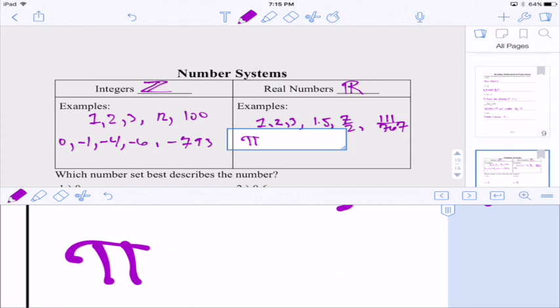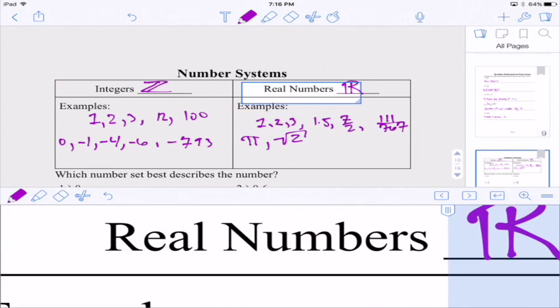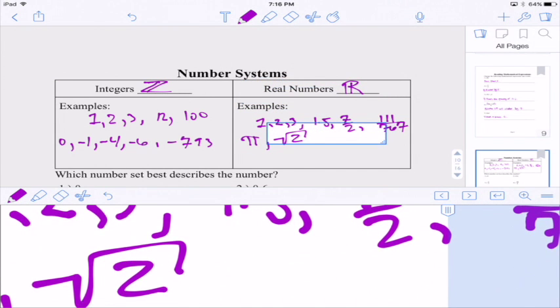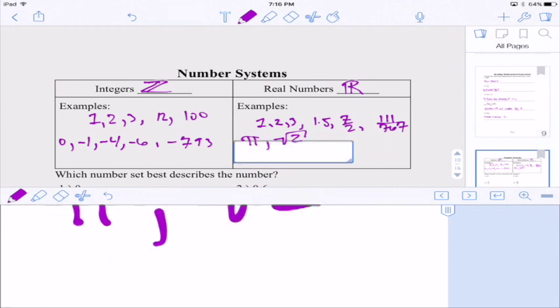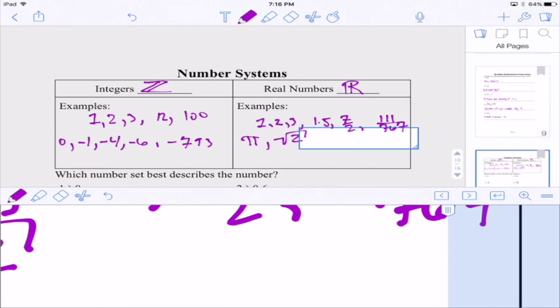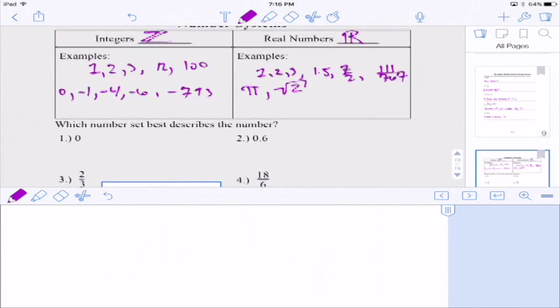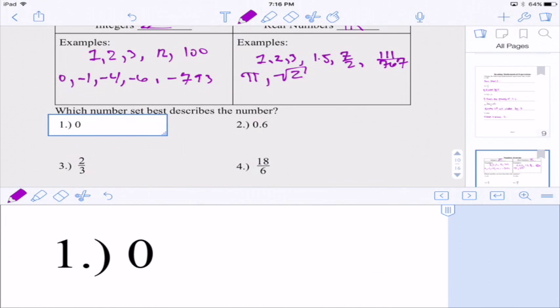What else? Square root of 2. Any number you could possibly think of as of right now. There are some numbers that are not real numbers, but we're not going to learn about those until Algebra 2. So real numbers, think of as any decimals, fractions, basically any number that you know so far, and integers are our whole numbers.